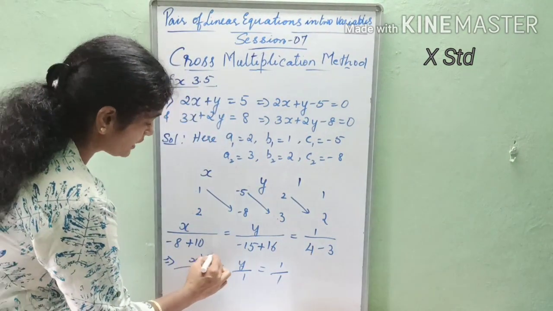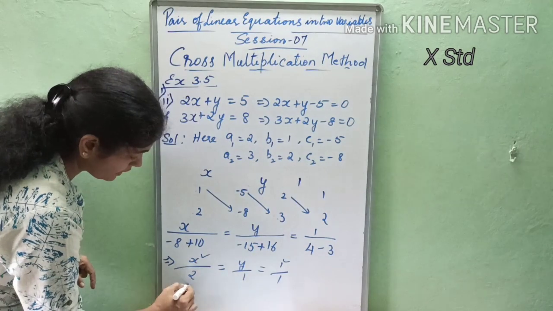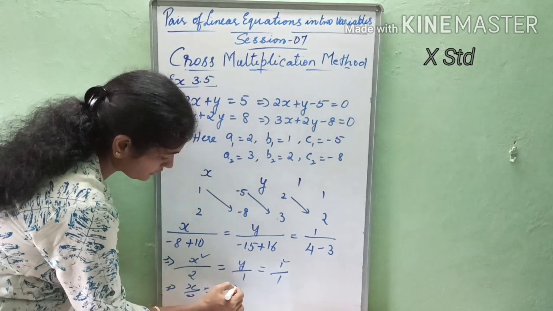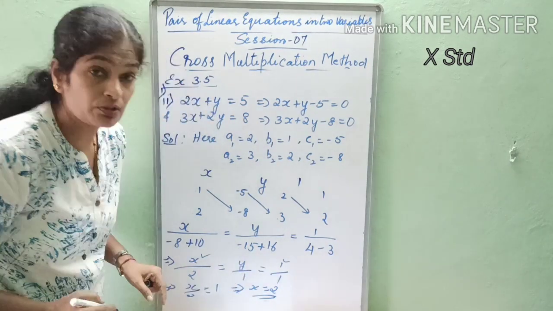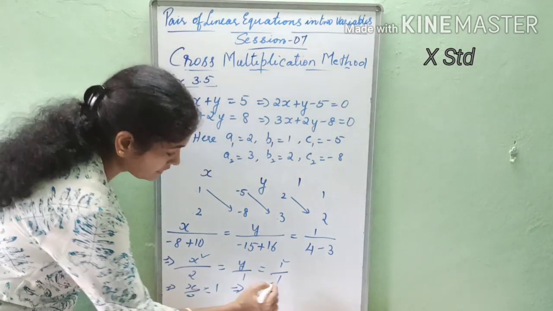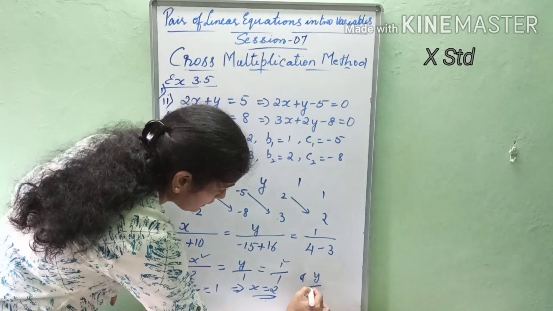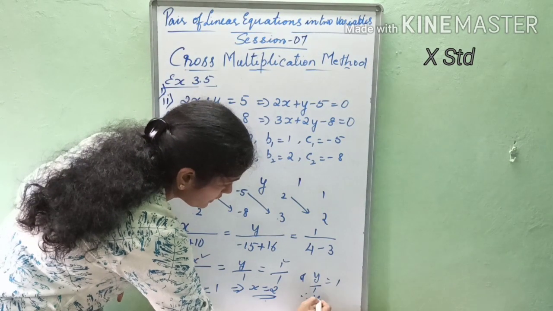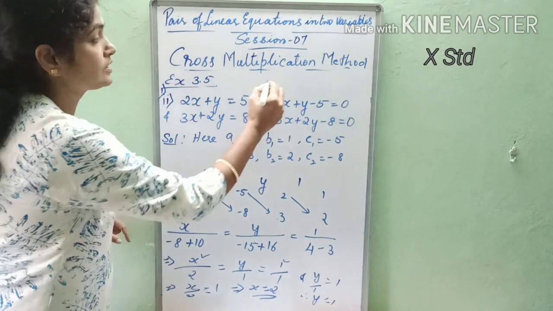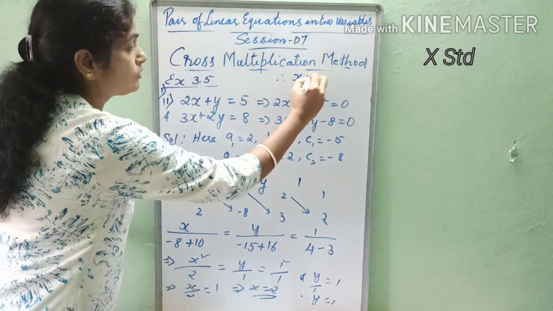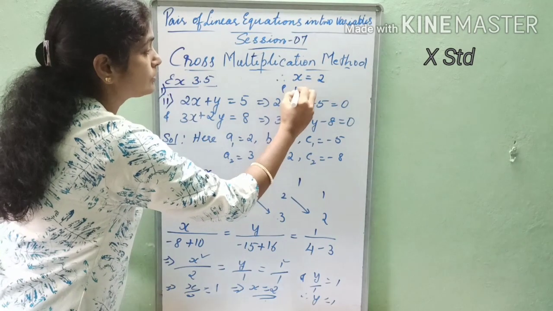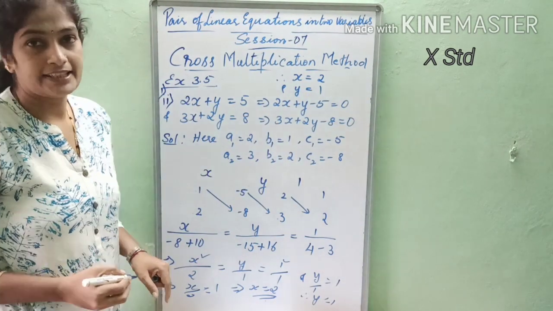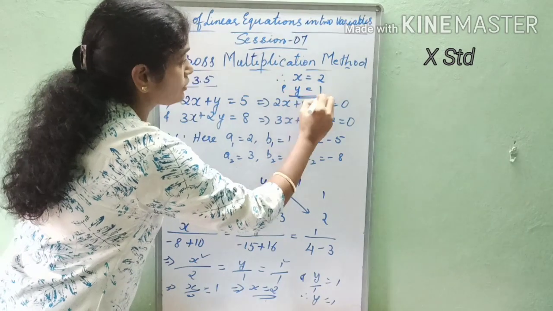So now let's take these two. x by 2 is equal to 1 implies x equals 2. Then what is y? y by 1 is equal to 1. Therefore y is equal to 1. So what are the solutions? Therefore x equal to 2 and y equal to 1 are the solutions for this by cross multiplication.